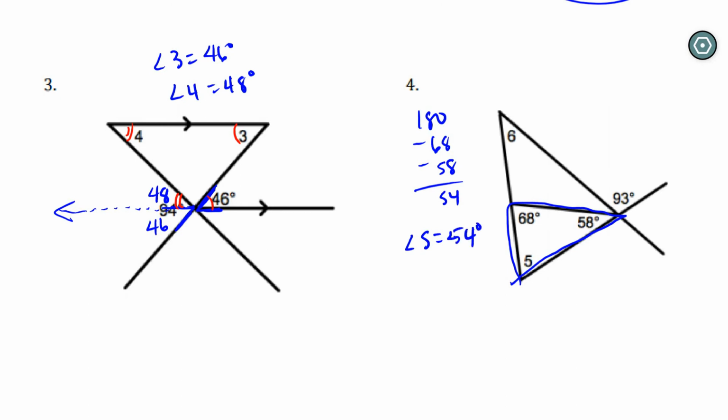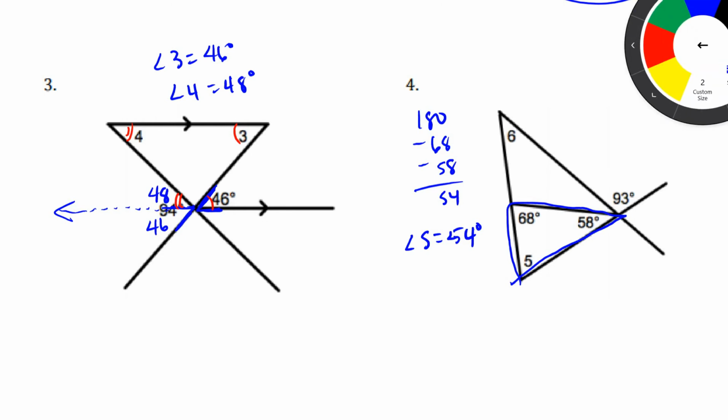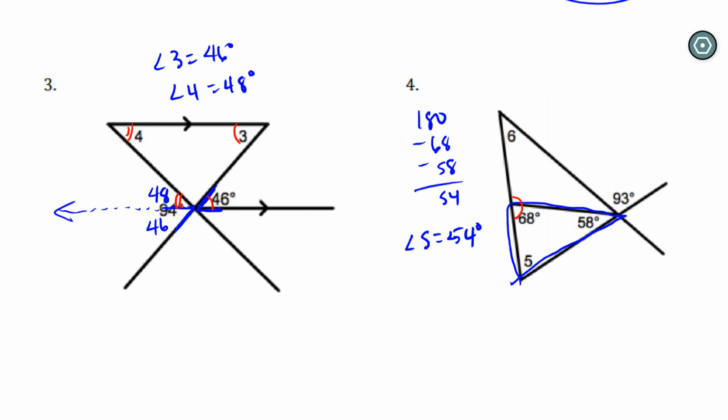Angle 6 is a little bit more challenging to figure out. So I see a linear pair here. So if I do 180 minus 68, I get 112 for this angle here. I see 3 angles that make a straight line. So if I do 180 minus 93 minus 58, that gives me this little angle is 29.